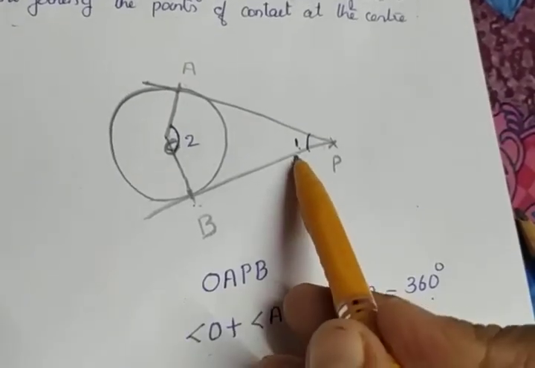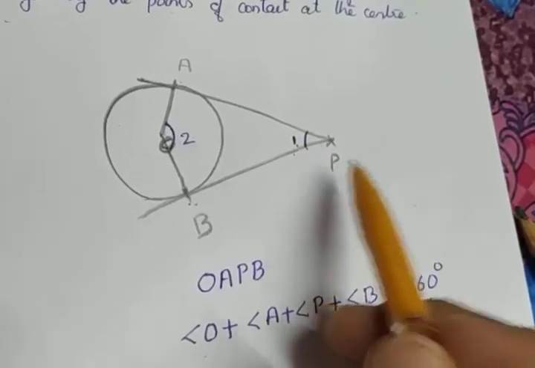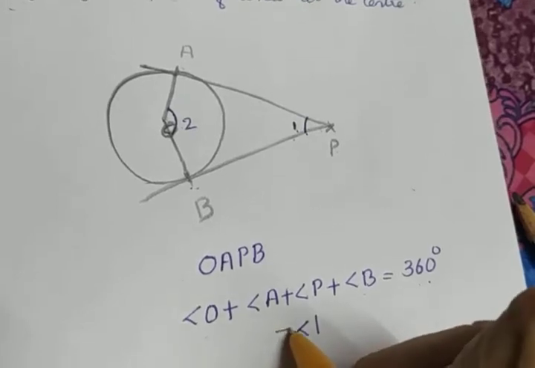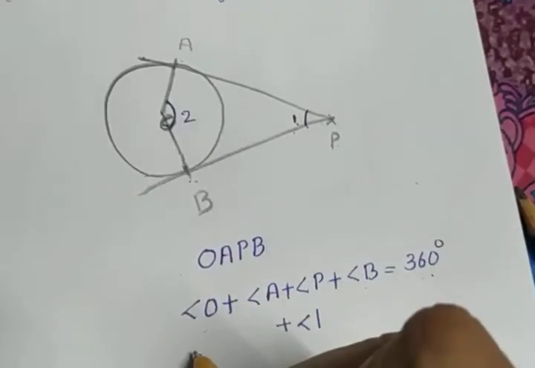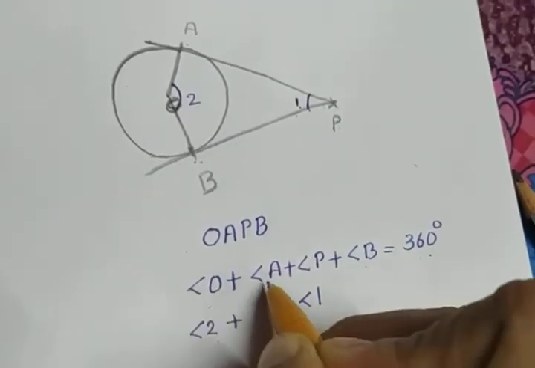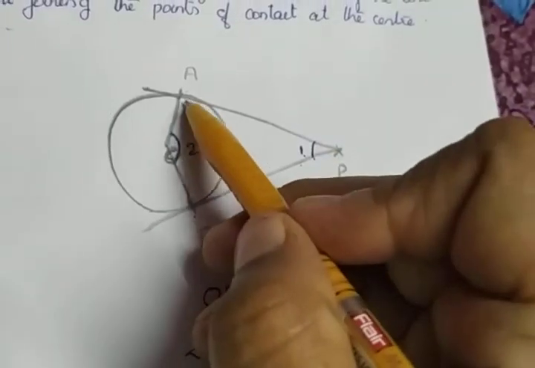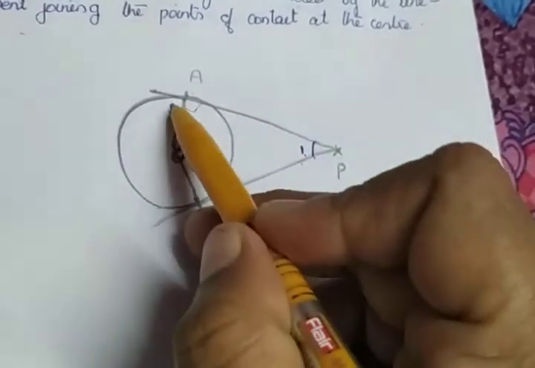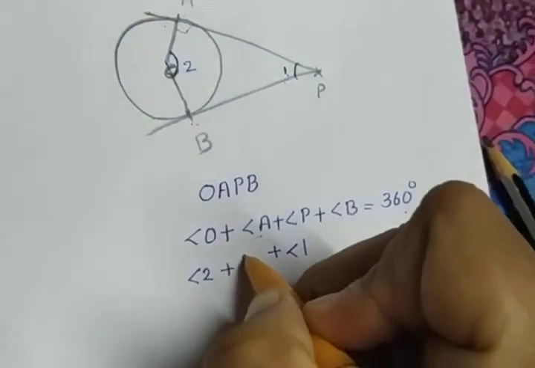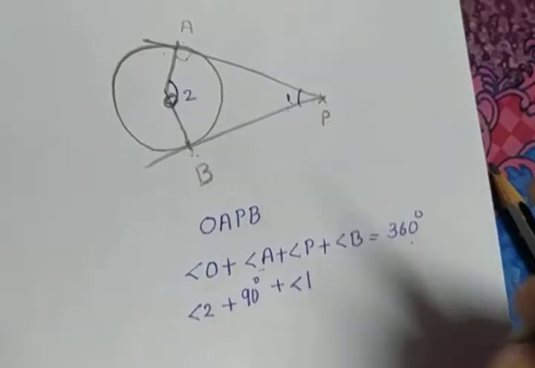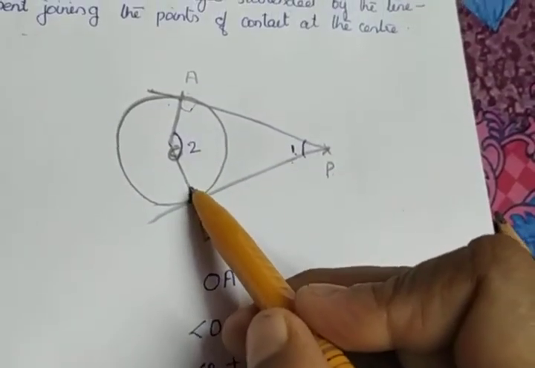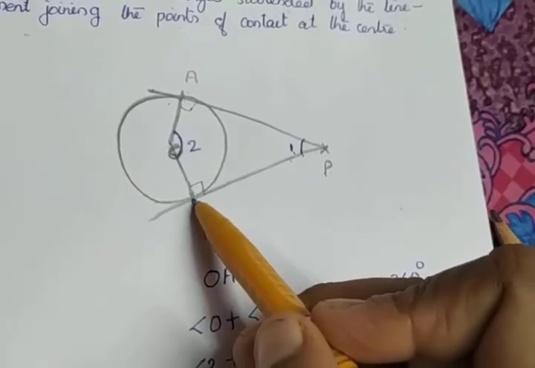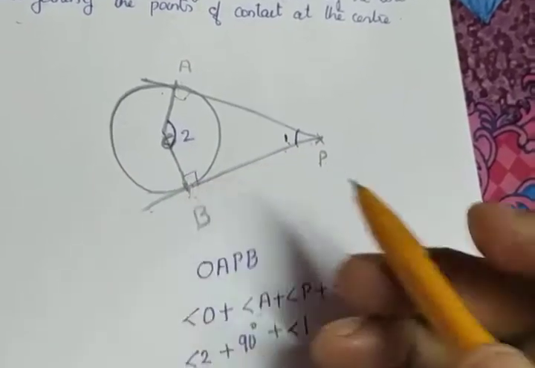So here angle P, instead of P, I will write angle 1. Plus, instead of angle O, I can write angle 2. Plus, what about angle A? Angle A is this angle, isn't it? That angle is formed by the radius with the tangent. So how much is that angle? That is 90 degrees. Same way, what about B? Angle B is this angle. That is again the angle made by the radius with the tangent, which is again 90 degrees.